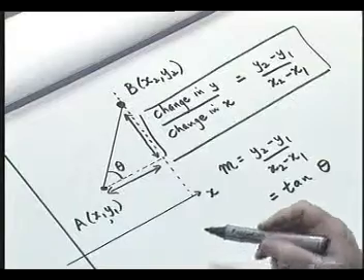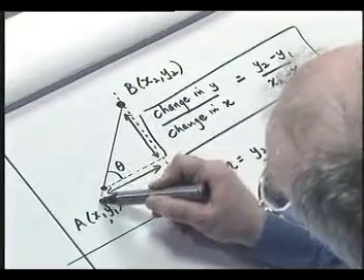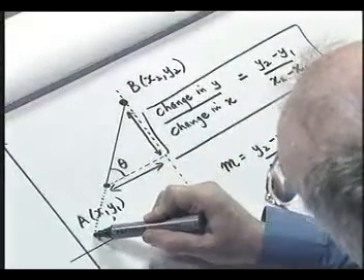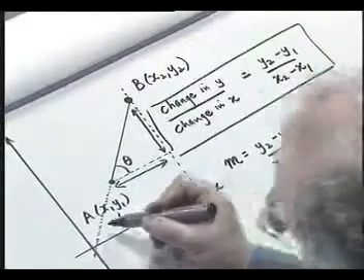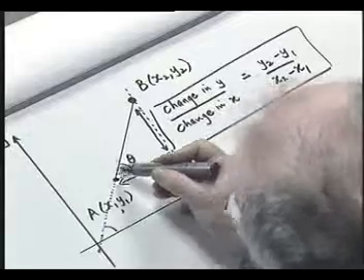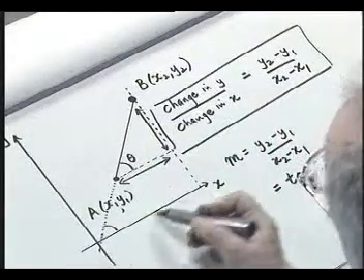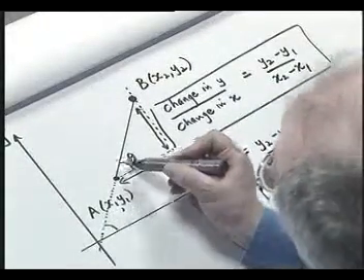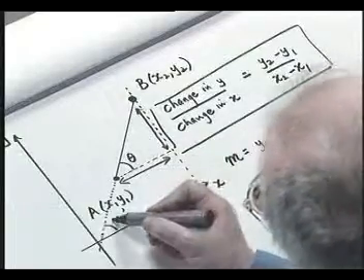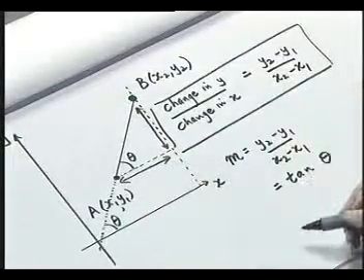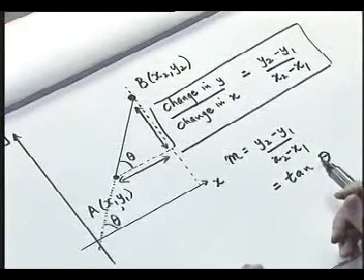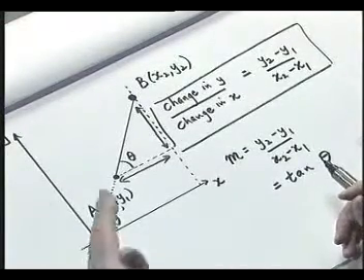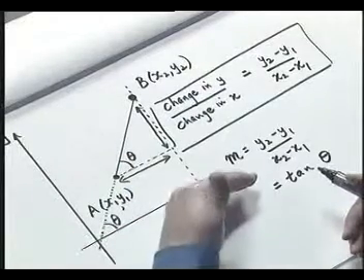We can take this a stage further. Suppose we continue this line backwards until we meet the x-axis. Then this angle in here, between the extended line and the x-axis, corresponds to this angle here. These are corresponding angles, so this too must also be theta. So in other words, the gradient of the line is also the tangent of the angle that the line makes with the x-axis.